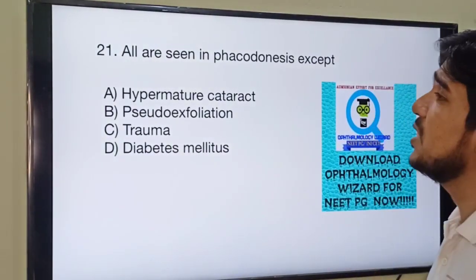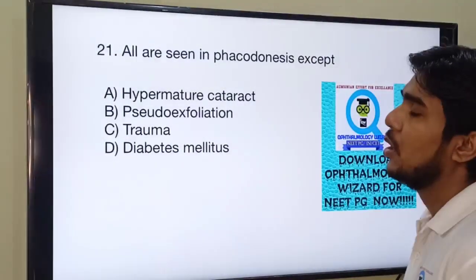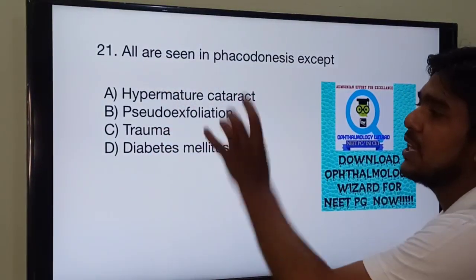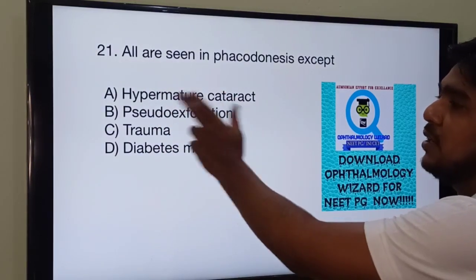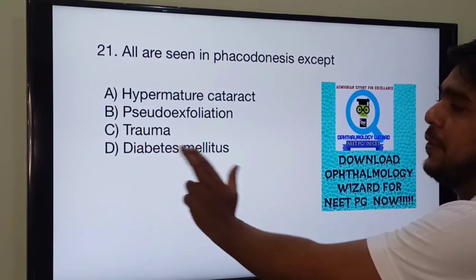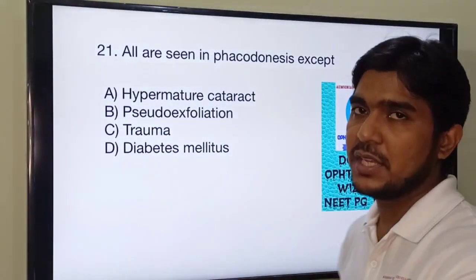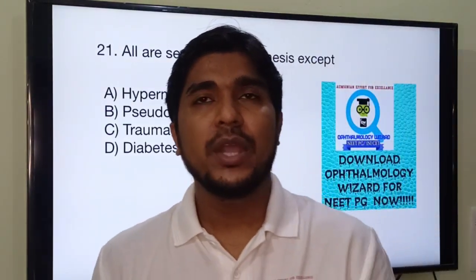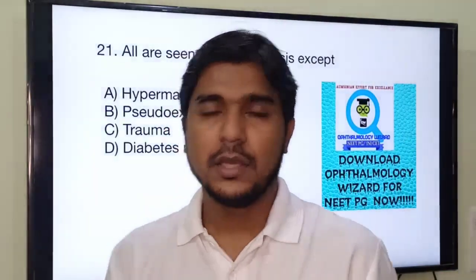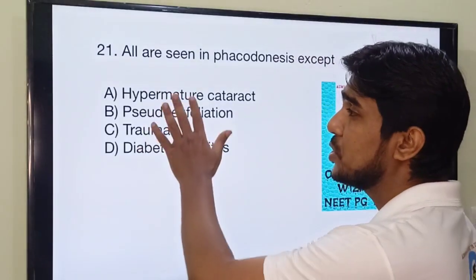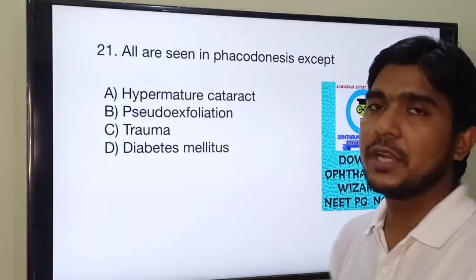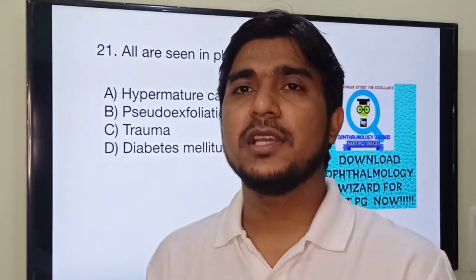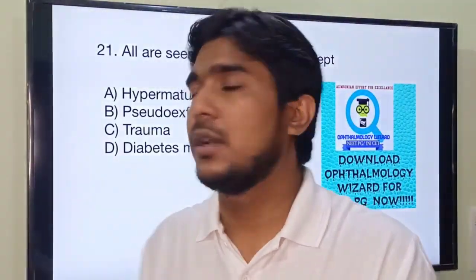Now coming to this, all are seen in phacodonesis except which one? Hypermature cataract, pseudoexfoliation, trauma, and diabetes mellitus. Why does phacodonesis occur? Phacodonesis occurs when there is zonular weakness. Now let's see in which condition there is no zonular weakness. In hypermature cataract, because of the hardness of the lens, the zonules can become weak.